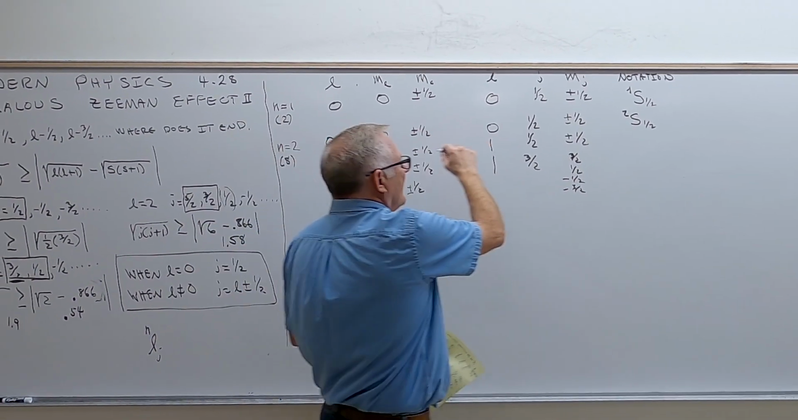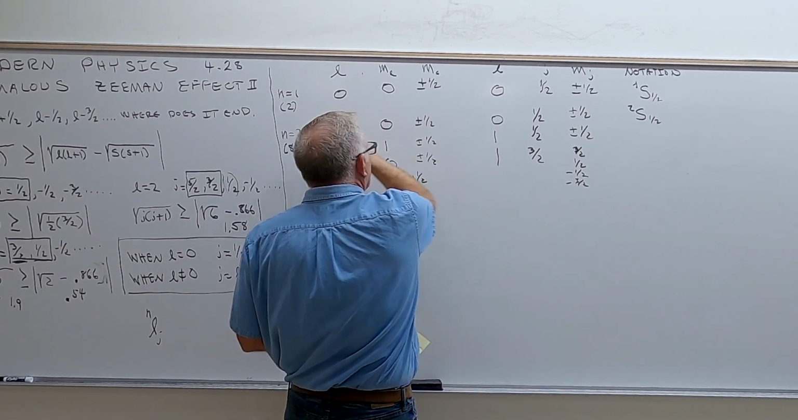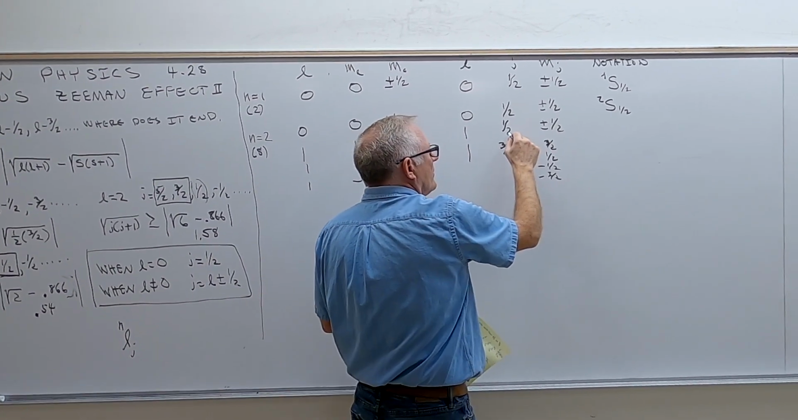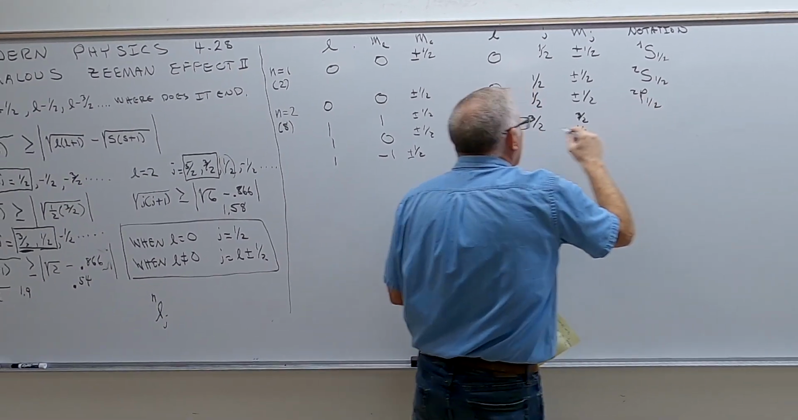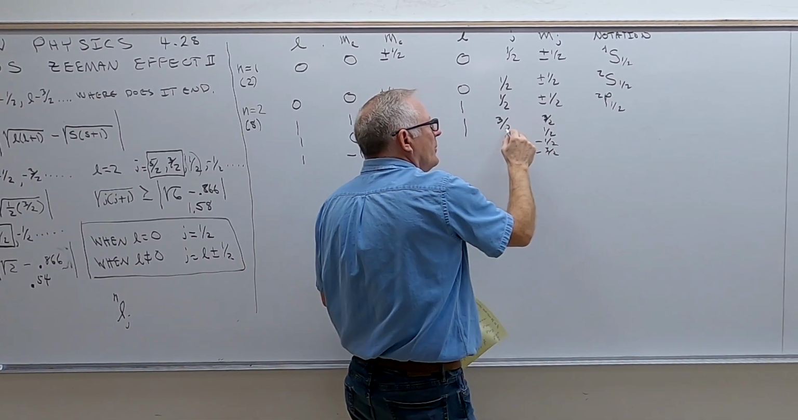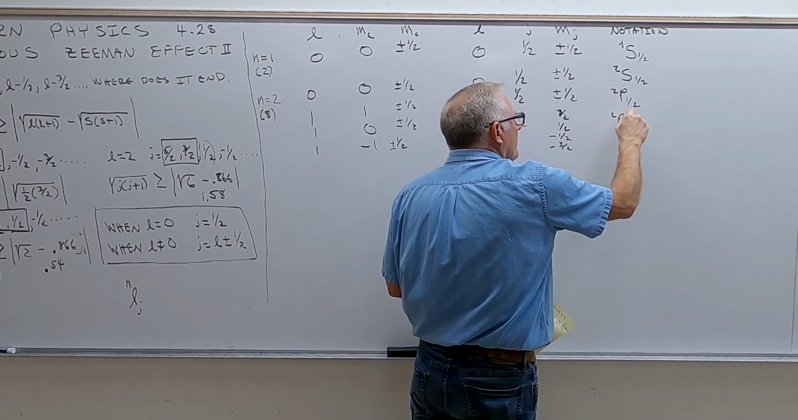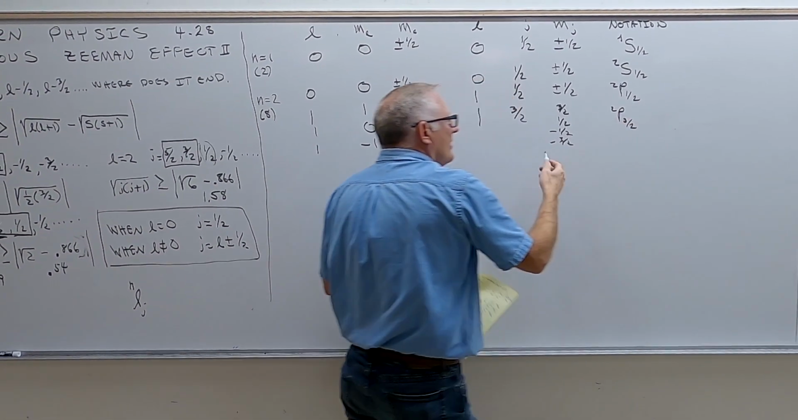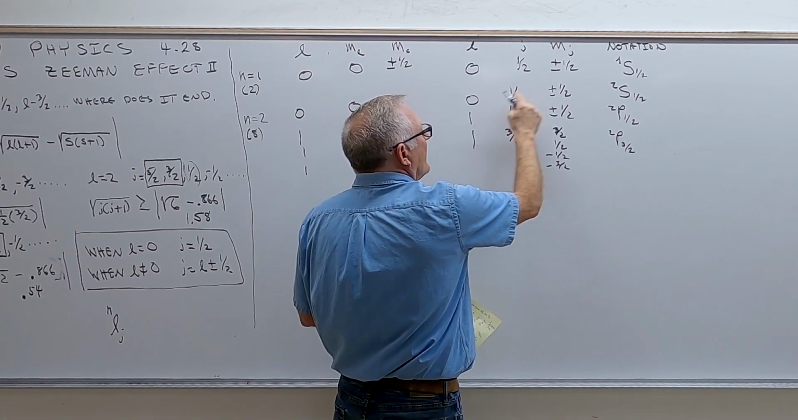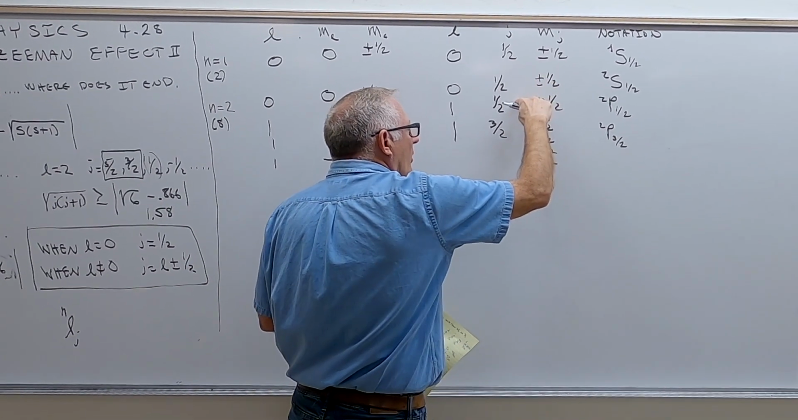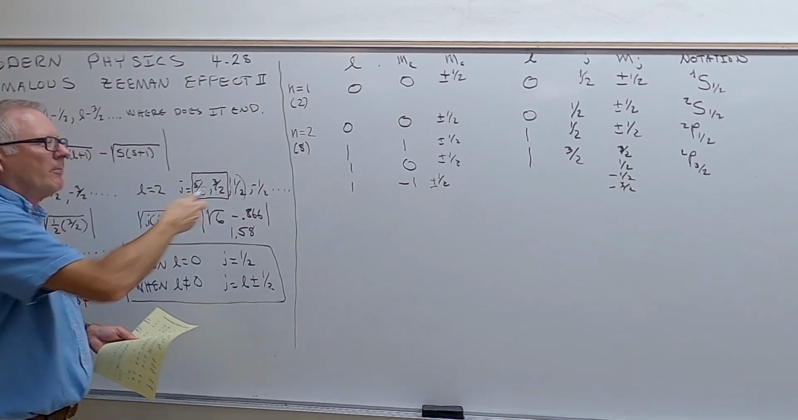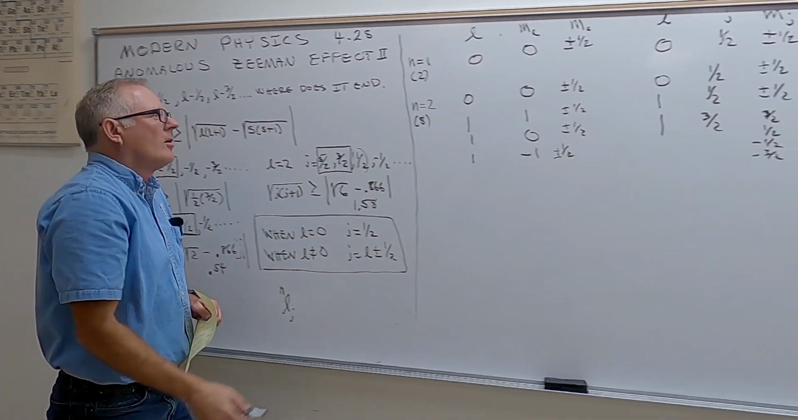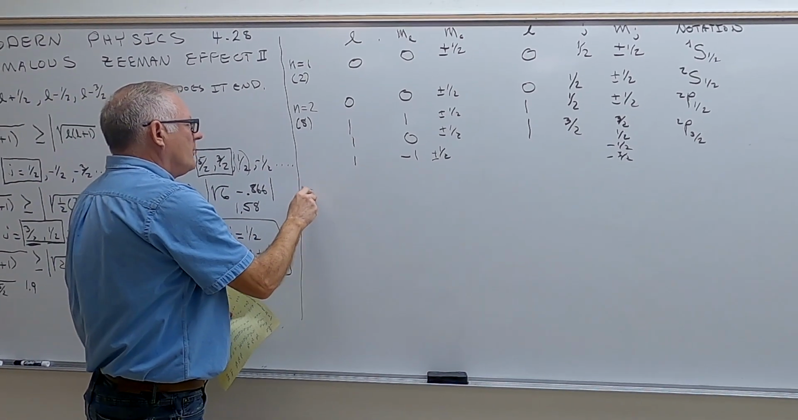Okay, and these states right here would be 2p. This would be the 2p 1/2, and these down here would be the 2p 3/2. If you look at how many states we got here, you got 1, 2, 4, 5, 6, 7, 8. You've got 8 states there. They have to have the same number of them right here. Okay, well, let's go to n equals 3.